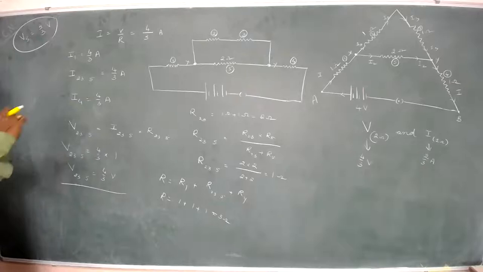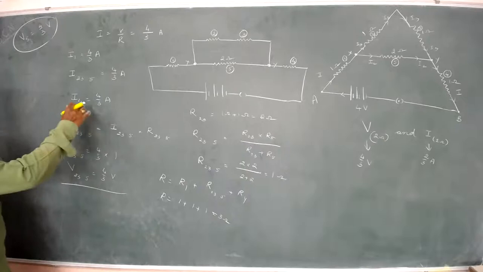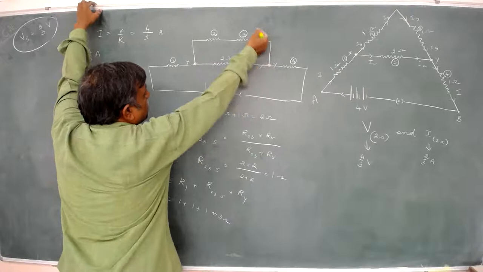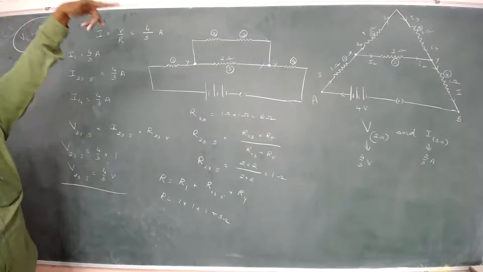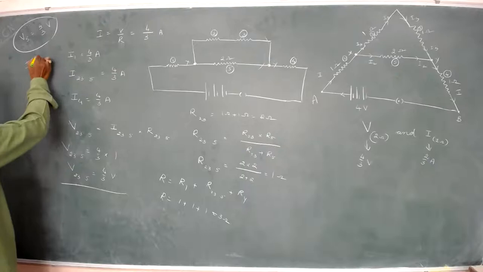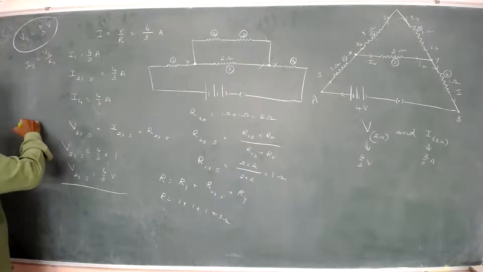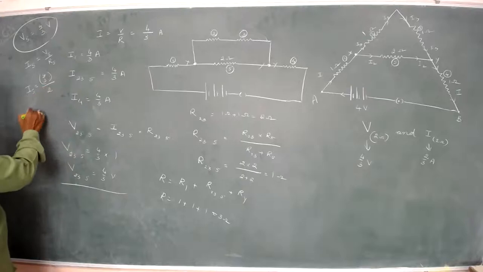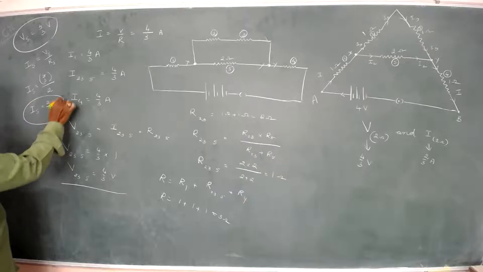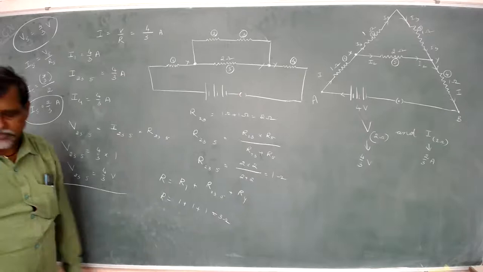Now, the current passing through the 2 ohm resistor. In the entire group the current is 4 by 3, and this current splits in the parallel connection. So I5 is V5 divided by R5. V5 is 4 by 3, R5 is 2. So I5 is 2 by 3 amp. Correct, you are right.